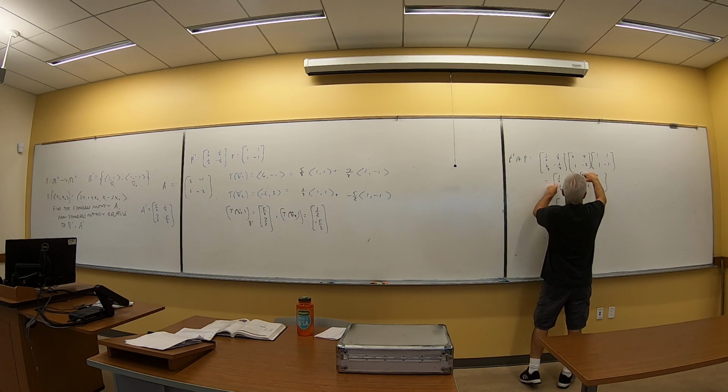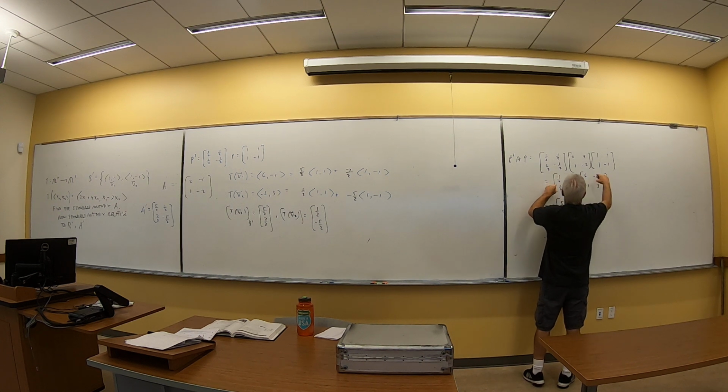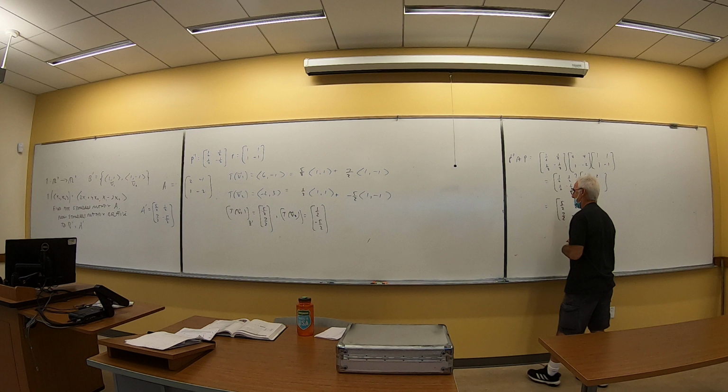6 halves minus 1 half is 5 halves. Negative 2 halves plus 3 halves is 1 half. 6 halves plus 1 half, that's 7 halves. Negative 2 halves, negative 3 halves is negative 5 halves.